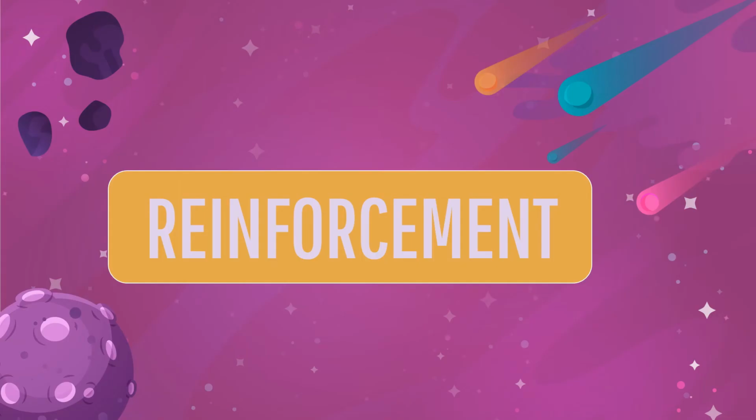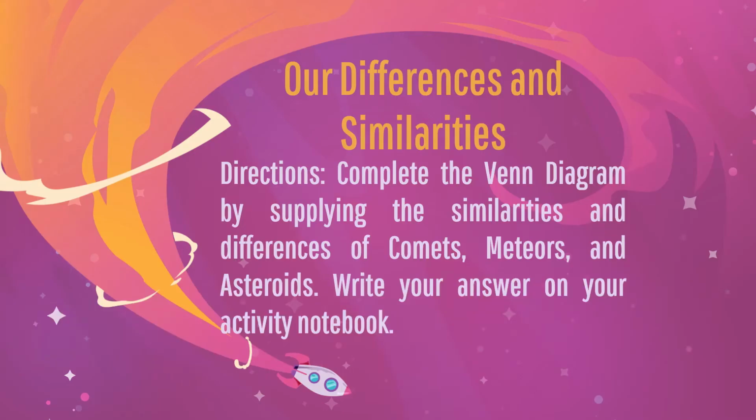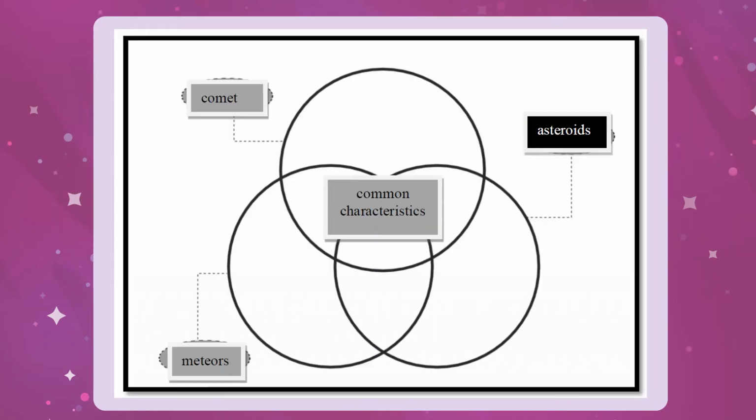Reinforcement. To reinforce your learning, do this next activity. Differences and similarities. Direction. Complete the Venn diagram by supplying the similarities and differences of comets, meteors, and asteroids. Write your answer on your activity notebook. Be guided by this illustration. Pause the video if you need more time in answering.